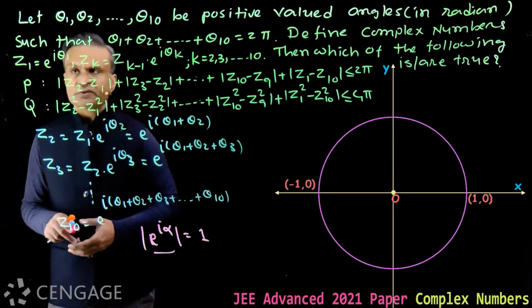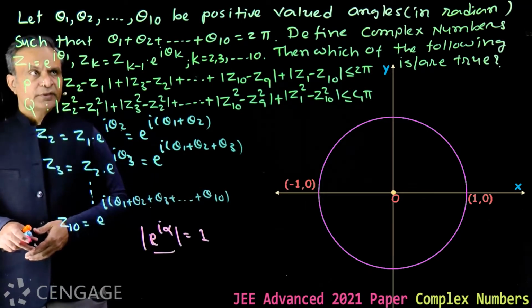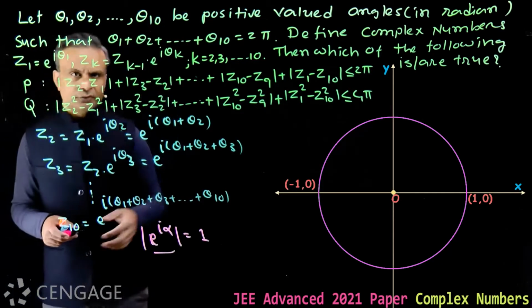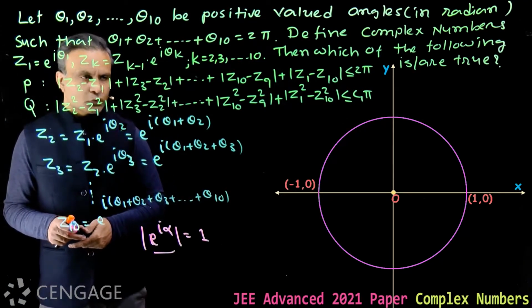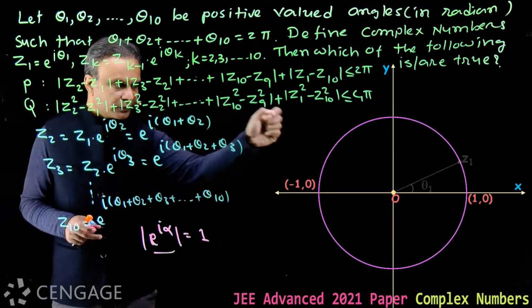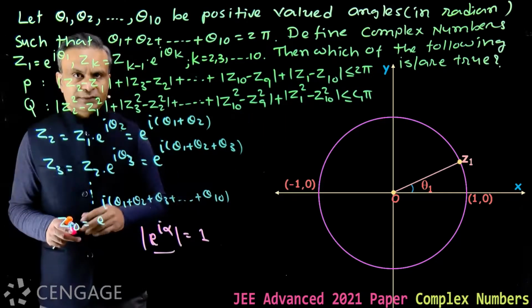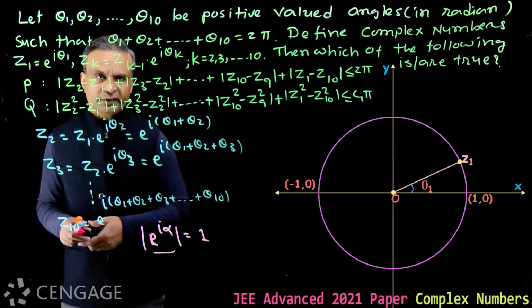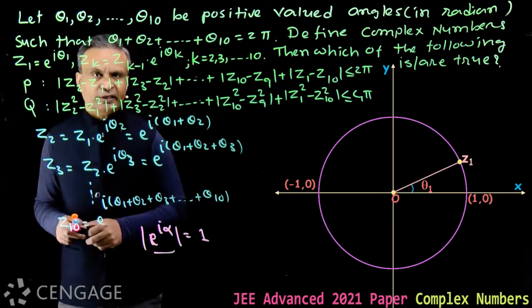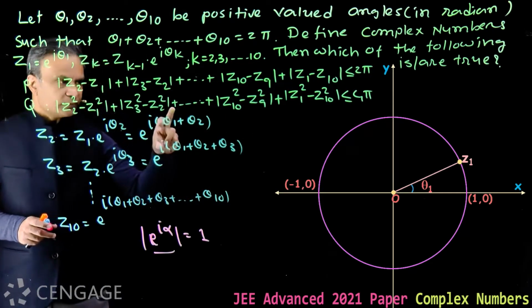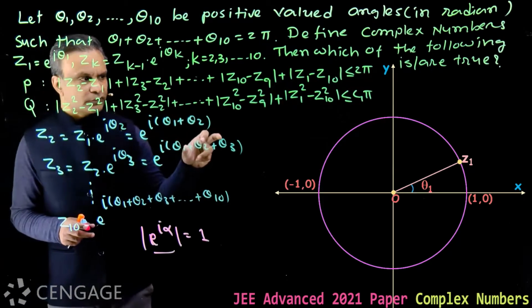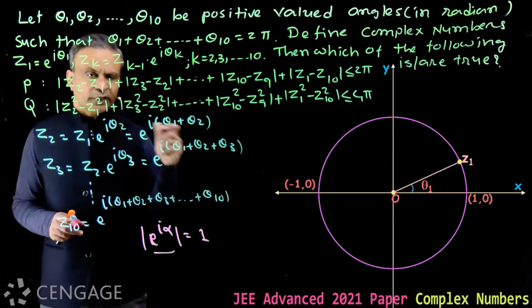Now we first mark complex number z1 whose argument is theta 1. Here all these angles are positive, so we mark complex number z1 here in the first quadrant such that its argument is theta 1. So this angle is theta 1. The angle of OZ1 with the positive real axis is theta 1.